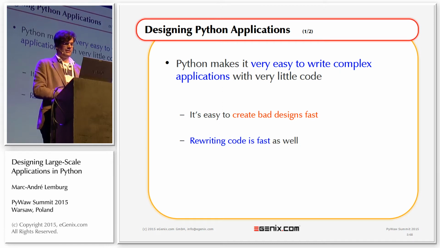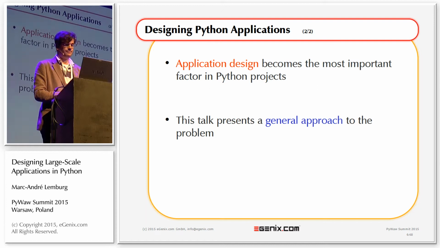This is, I think, the basic theme behind Python. Python makes it very easy to write complex applications, fortunately. With the good side, there also comes a bad side. You can very easily create bad designs. Python itself does not basically lead you to a proper design. You have to figure that out yourself. Fortunately, again, rewriting code is very easy. So if you make a mistake, you can easily change it and refactor it to make it work better.